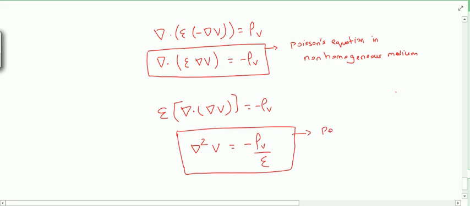This is Poisson's equation in homogeneous medium, because I have taken epsilon out of the vector differential operator, since epsilon is constant for a homogeneous medium. But in non-homogeneous medium, I cannot take epsilon out of the differential operator. So you have to be careful about non-homogeneous and homogeneous media.